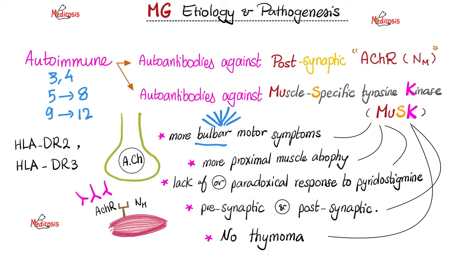Most patients with myasthenia gravis have the postsynaptic acetylcholine receptor antibody, which is only postsynaptic. But patients with anti-MuSK can be affected presynaptically and postsynaptically. Patients who have antibodies against the postsynaptic acetylcholine receptor tend to have thymoma or thymic hyperplasia. But this is not the case in patients who have anti-MuSK antibodies.